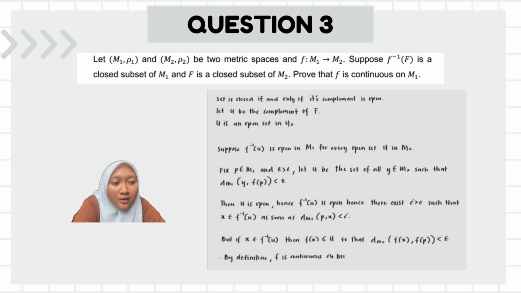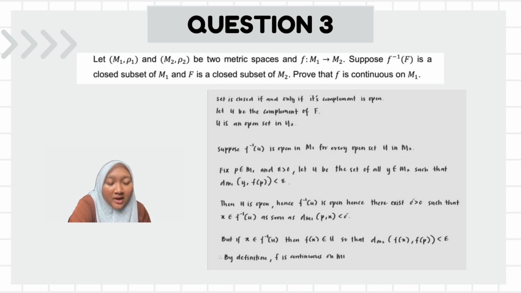Okay, so for question 3, let (M1, rho 1) and (M2, rho 2) be two metric spaces and F maps M1 to M2. Suppose that the preimage of F under f is a closed subset of M1 for every closed subset F of M2. Prove that f is continuous on M1. So we know that a set is closed if and only if its complement is open. So we let U be the complement of F. U is an open set in M2.